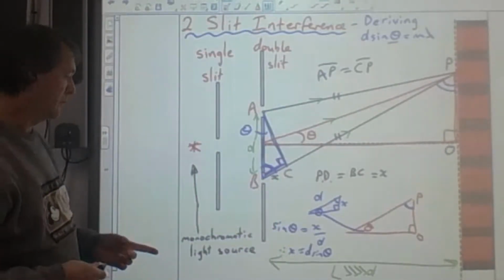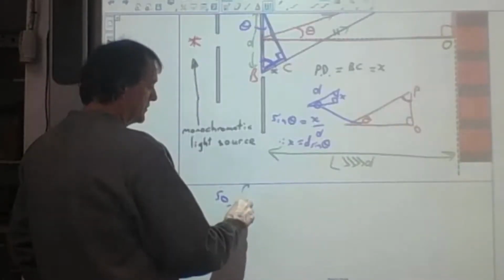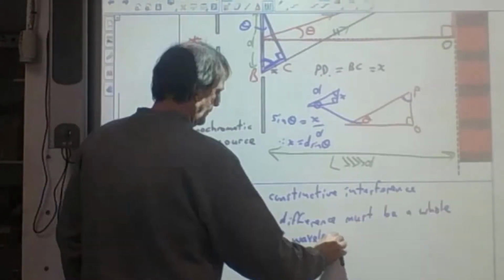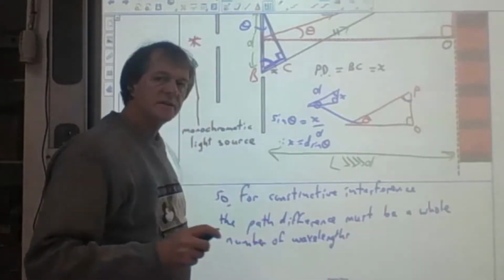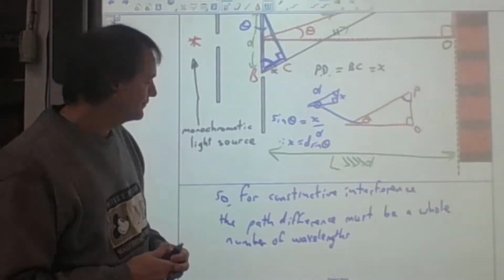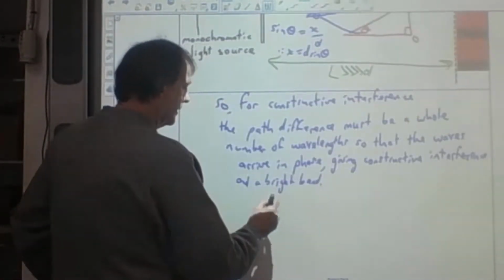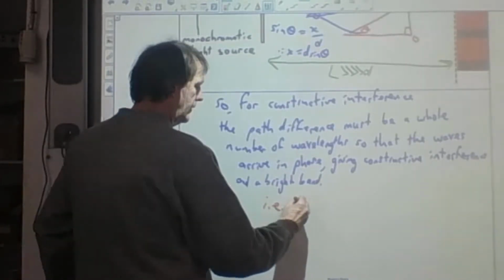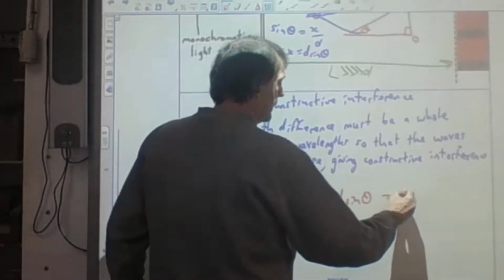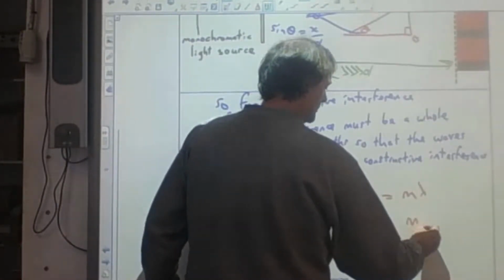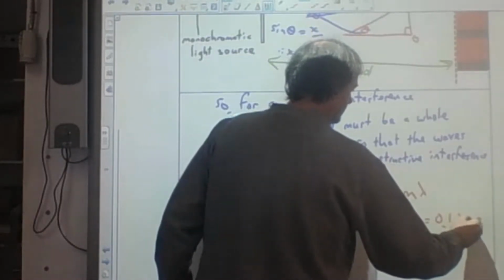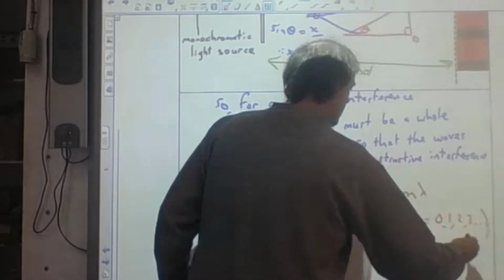To actually get constructive interference, you need to argue some physics here. For constructive interference, path difference has to be a whole number of wavelengths. So the waves are right in phase and give constructive interference and that bright band. So what we're saying here is, i.e., the path difference, which is d sine theta, which you show with all that maths, must equal m lambda, where m is an integer. Okay, well, m equals 0, 1, 2, etc. And that's the gist of it.